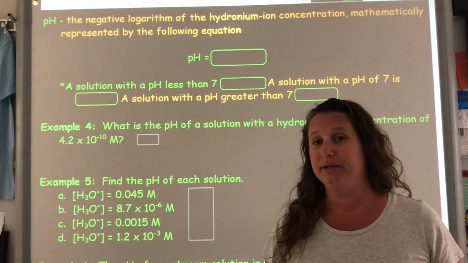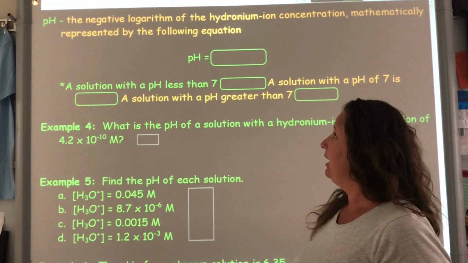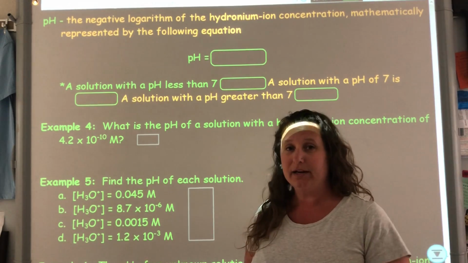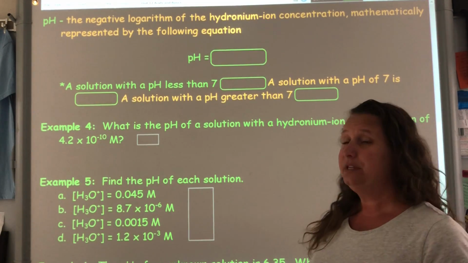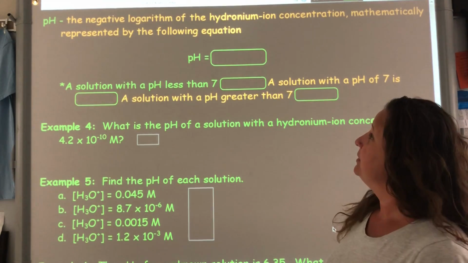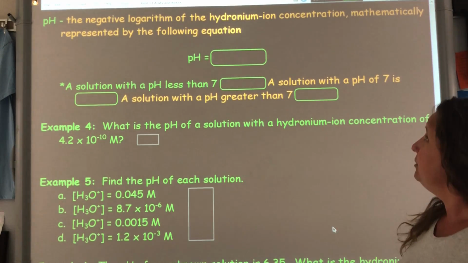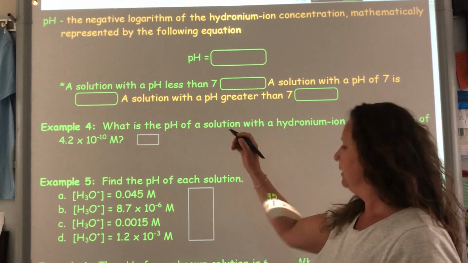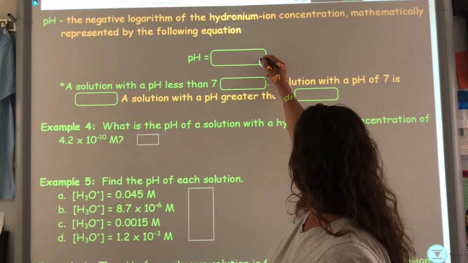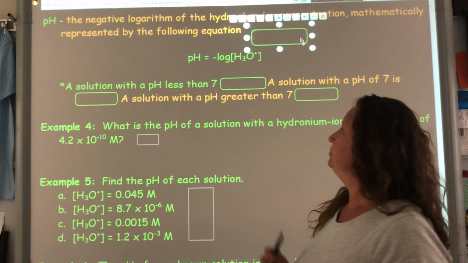Today we are going to see how pH and hydrogen and hydroxide ion concentrations go together. So the first thing is, what is pH? The negative logarithm of the hydronium ion concentration, mathematically represented by the following equation. Very technical. Here we go. The following equation is simply this.